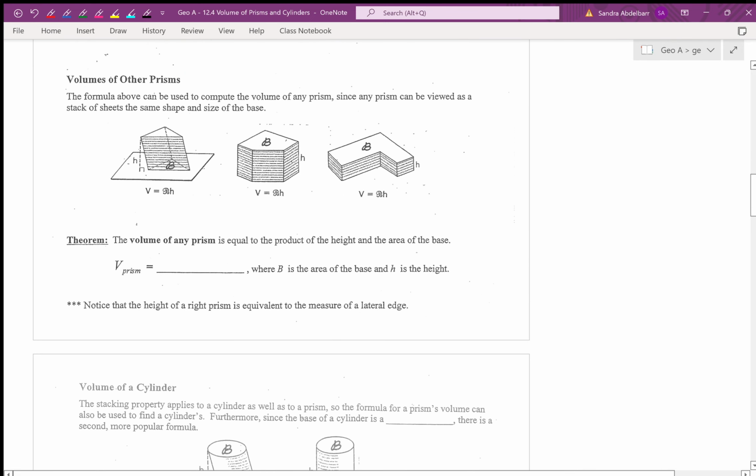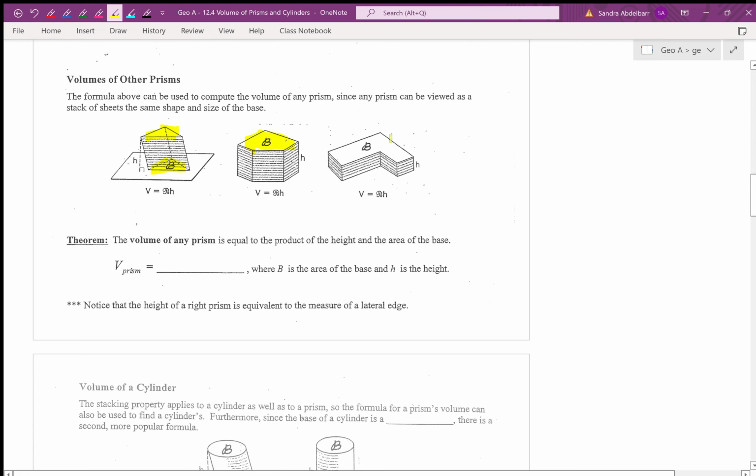Okay, just to recap, remember, we name prisms by their bases. So this first one is a triangular prism because the bases are triangles. I don't know how many sides this is. 1, 2, 3, 4, 5. Okay, so this is 5 sides. So this is a pentagonal prism.